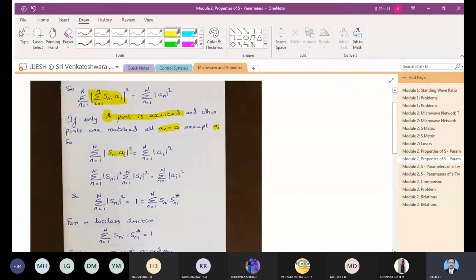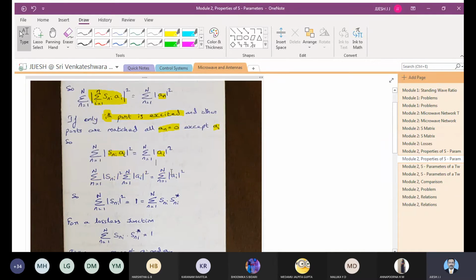So it is Sni ai. And I am not worried about an, I am only worried about the ith term, so I have written ai. This summation of n equal to 1 to N is not required, because all my terms are considered to be 0 except the ith port. So I have eliminated that and wrote only ai. So modulus of Sni ai whole square is equal to summation of n equal to 1 to N an square. The summation can be redefined in this form. I have just split those things: summation of n equal to 1 to N Sni square, times ai square, is equal to the same thing.